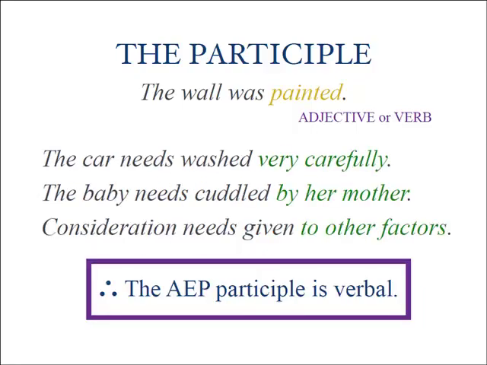These other tests: if we use some sort of adverbial modification, it needs washed very carefully, that's good, that indicates it's verbal. A by phrase, again, that's acceptable, indicates it's verbal. And in fact, this is in the title of the talk as well. If we have direct objects and indirect objects, we can passivize it both ways, so that's another indication that it's verbal. So we can say consideration needs given to other factors, or even other factors need given consideration. So we have pretty strong evidence that this participle is verbal.